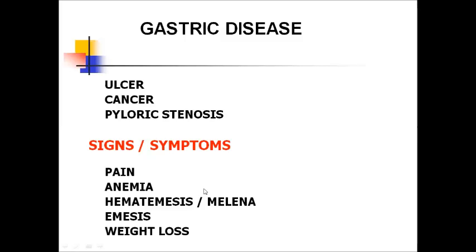Gastric disease. Three most frequent pathologies are ulcer, cancer, and pyloric stenosis. Signs and symptoms are also similar as in the case of esophageal pathology and include pain, anemia, hematemesis or melena, emesis, and weight loss.